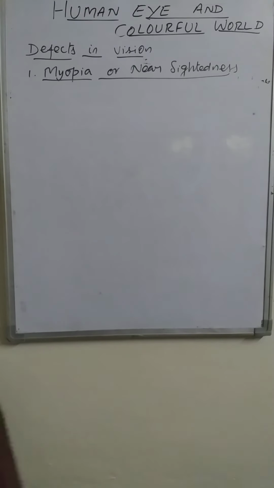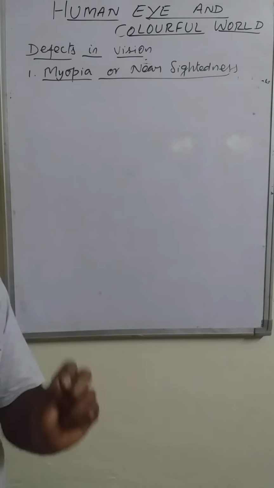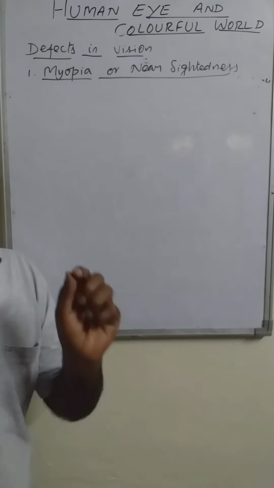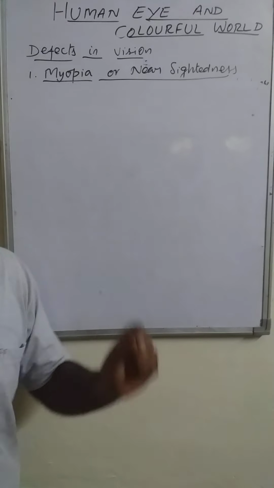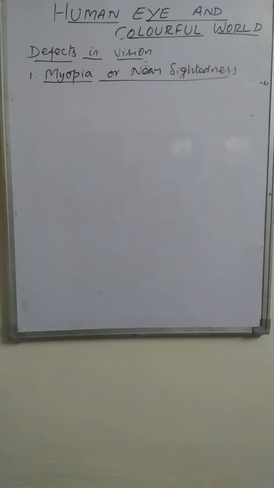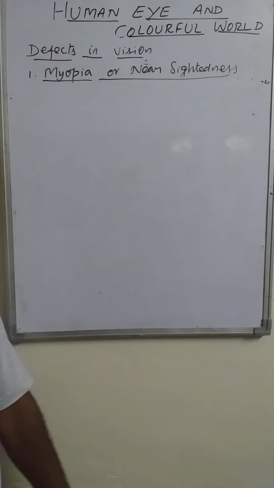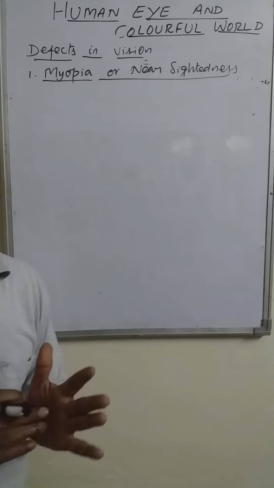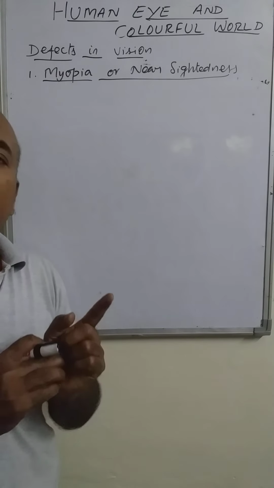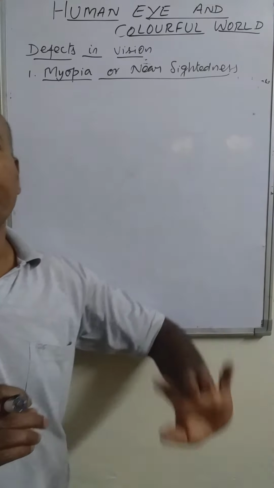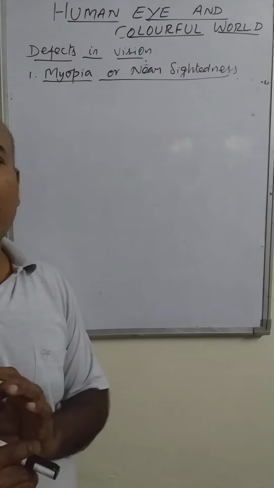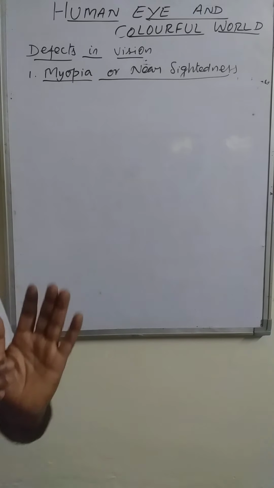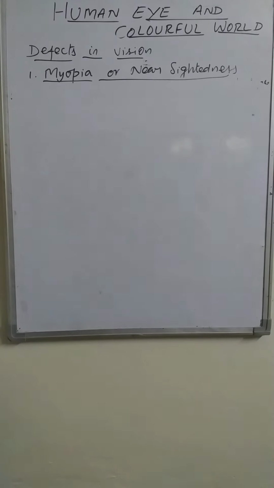Myopia is the defect in which the human eye can see nearer objects clearly, but far objects not clearly. The far object cannot be seen clearly, but the nearer object can be seen. This defect occurs mostly for young people. In this age group, this defect mostly occurs.